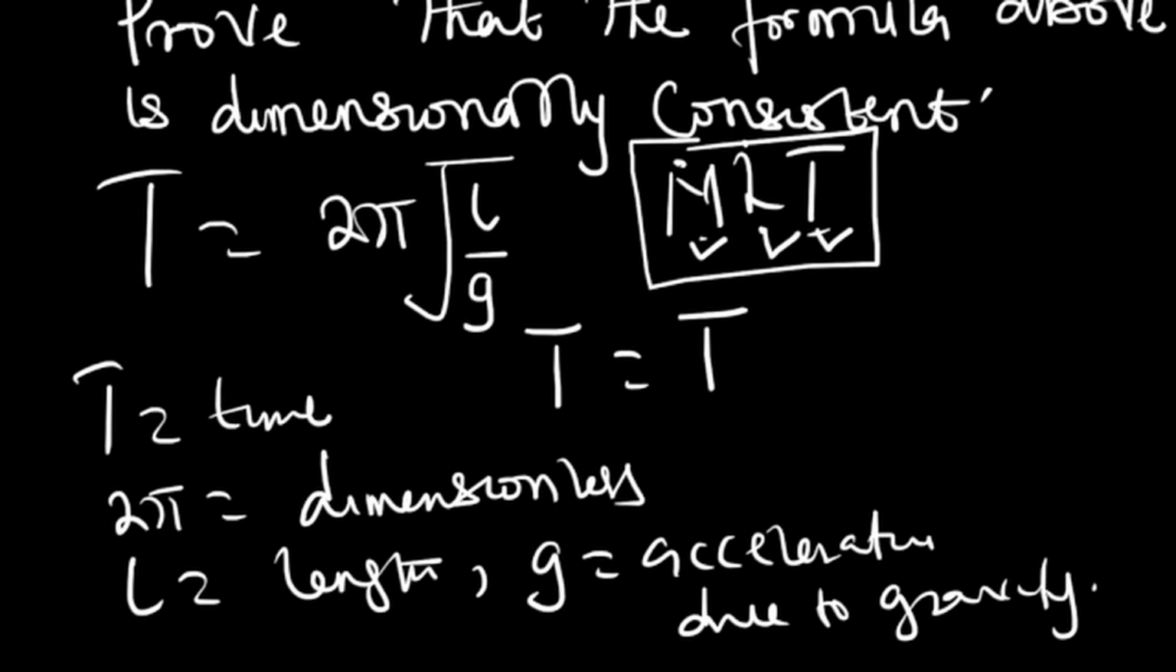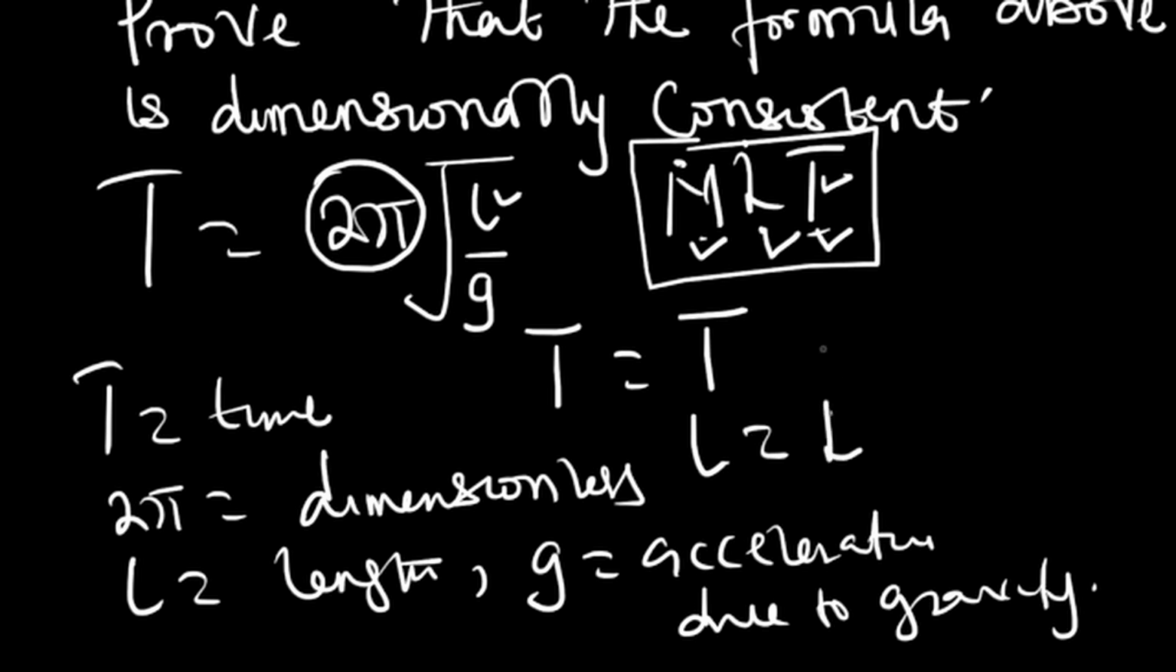Okay, because we know that time, this capital letter T here, represents time, and the dimension for time is capital letter T, and that's all. Now for the length, remember I said that 2 pi is dimensionless, so we are not going to work with it. It's a dimensionless quantity or a constant. Now the L here represents length, so the dimension for length is just L, okay? It's just L.